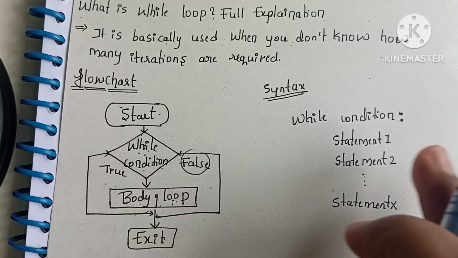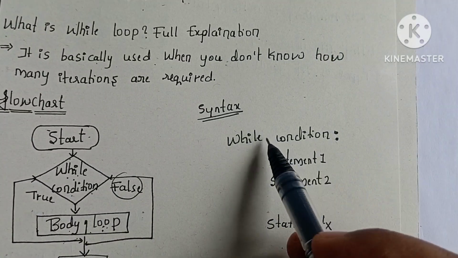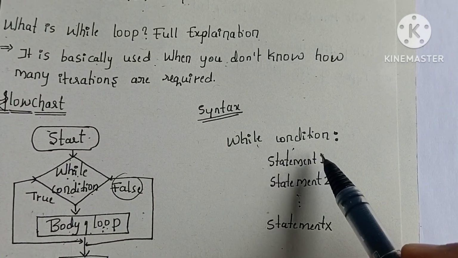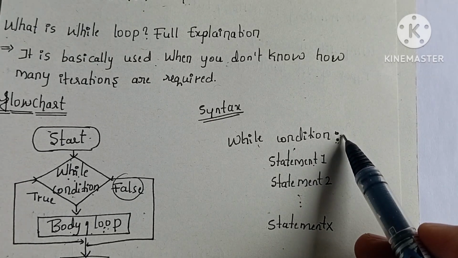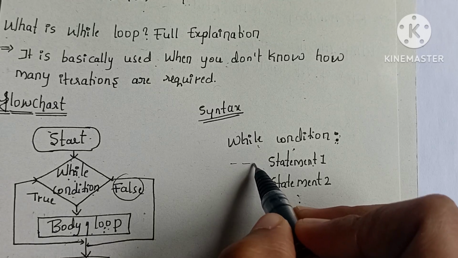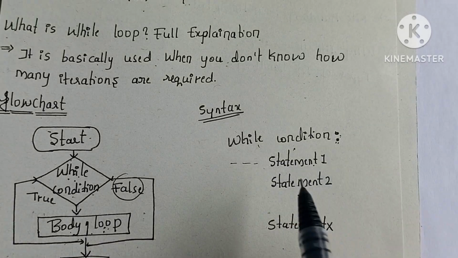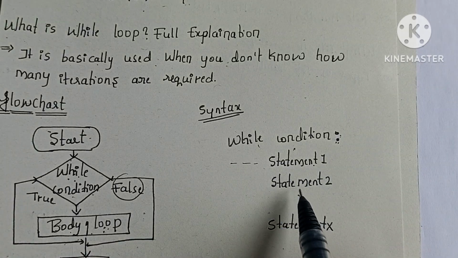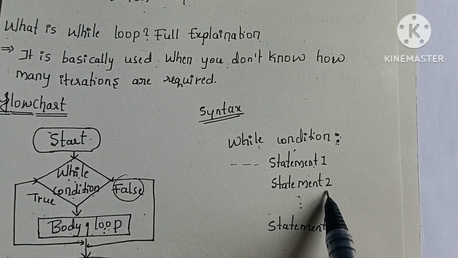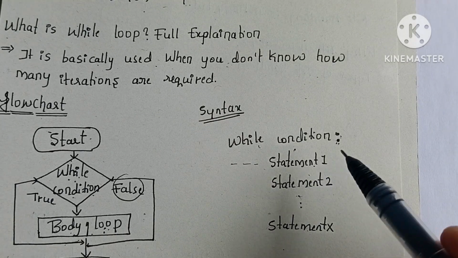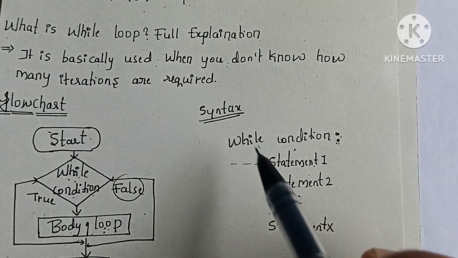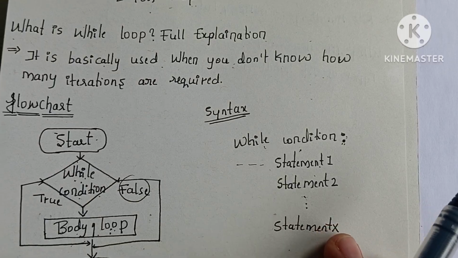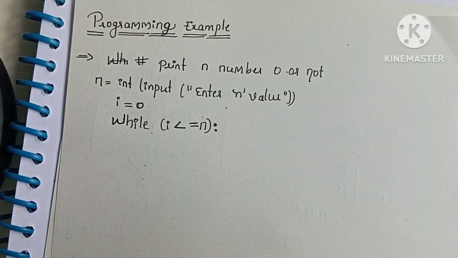This is the flowchart. And the syntax: while condition, statement, colon. This colon represents the indentation. Indentation means we need to use some space, following the rules, and statement to statement, whatever you can write depends on that condition. This is the syntax. Now I'm going to explain a programming example.